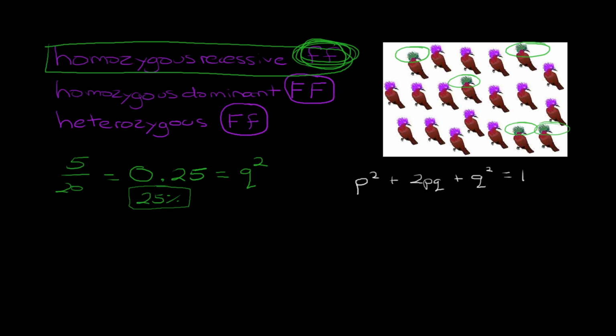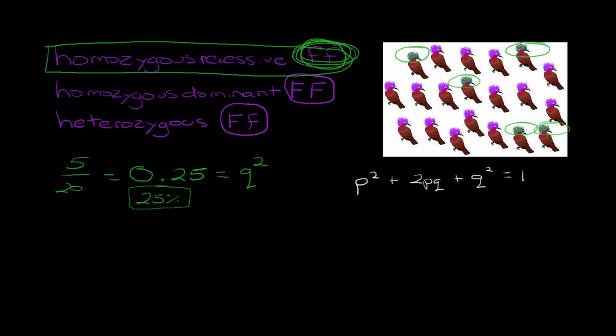Okay, so now that we have Q, we don't have anything else. We haven't figured out P squared. We haven't figured out 2PQ, but we do have Q squared, which is a good thing. We initially counted up our recessive birds. There were 5 of them out of the whole 20 birds. You do that math, that's 0.25. That's the frequency, Q squared, of the homozygous recessive individuals.